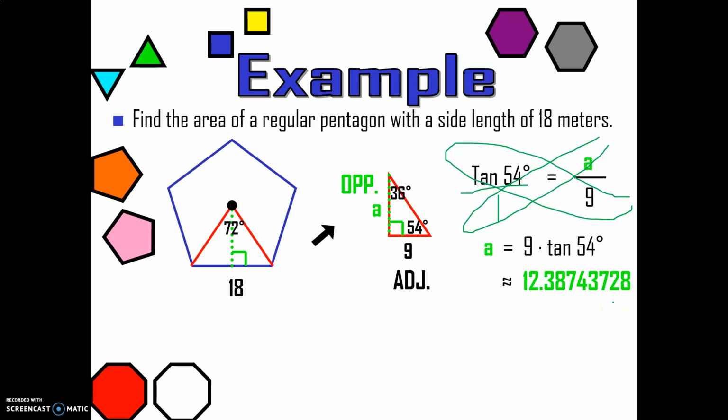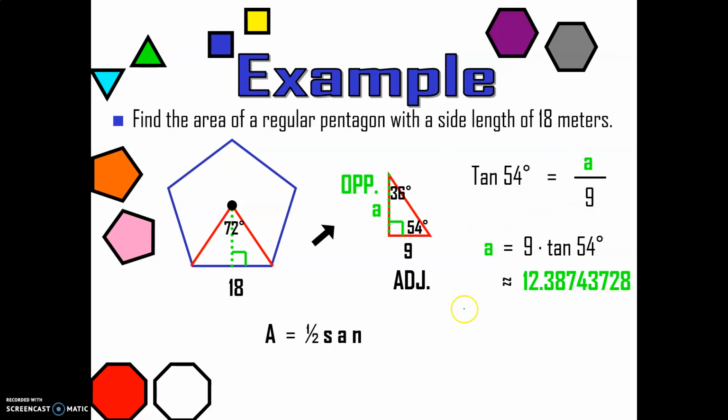All right, so now we're ready to figure out our area of this regular polygon. Remember, this is given by 1/2 side times apothem times number of sides.